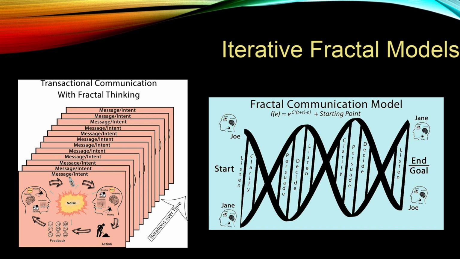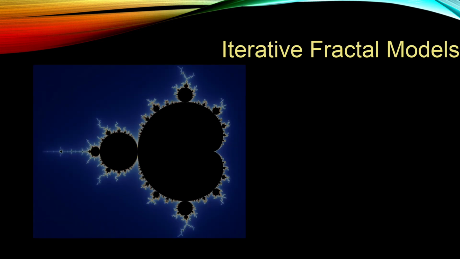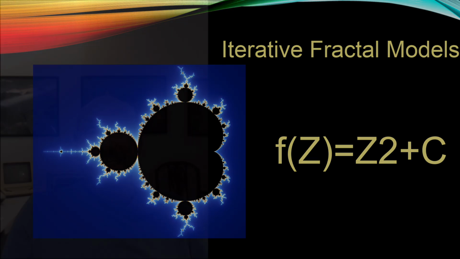Using the iterative fractal model, you can see communication happens over time. It's one iteration on top of the other. This is where fractal math fits perfectly. An excellent example of fractals is the Mandelbrot set. It uses the equation: the function of z equals z squared plus c.